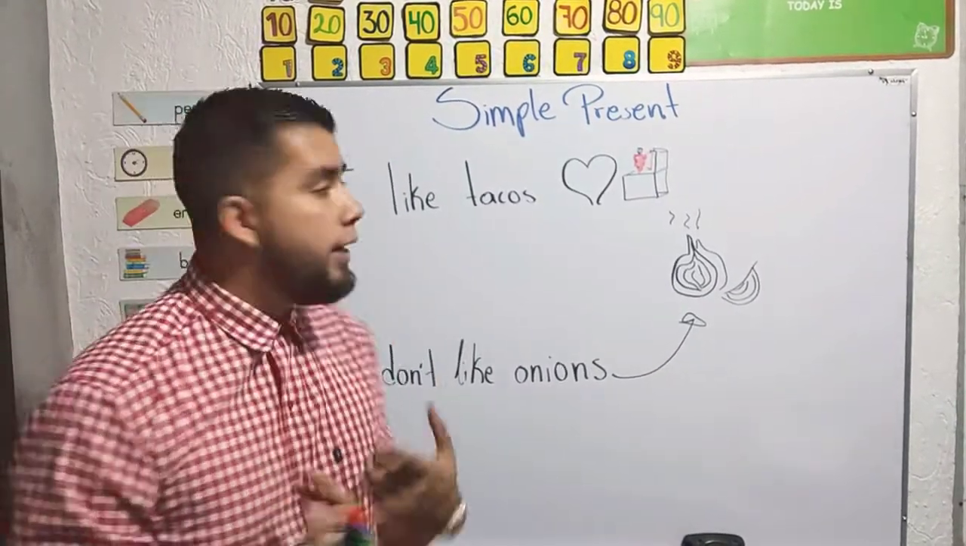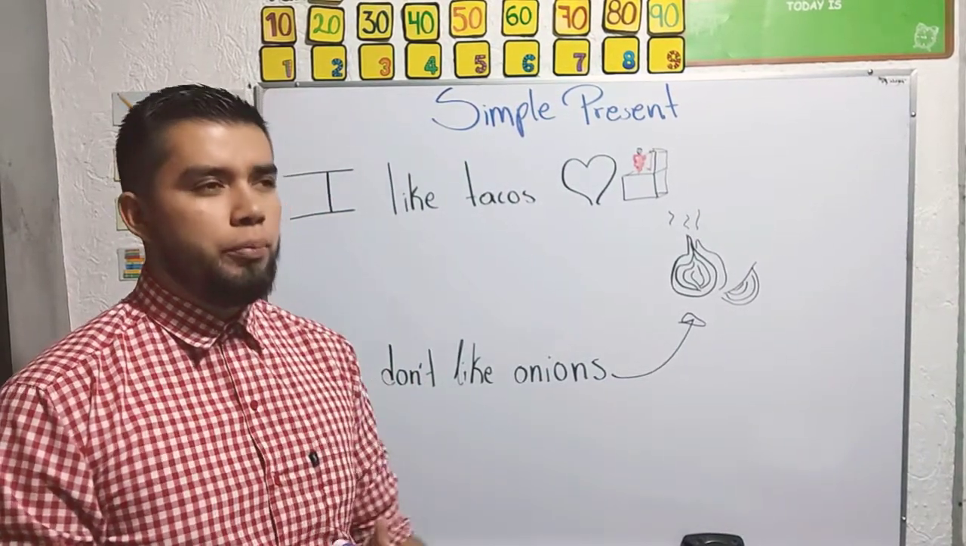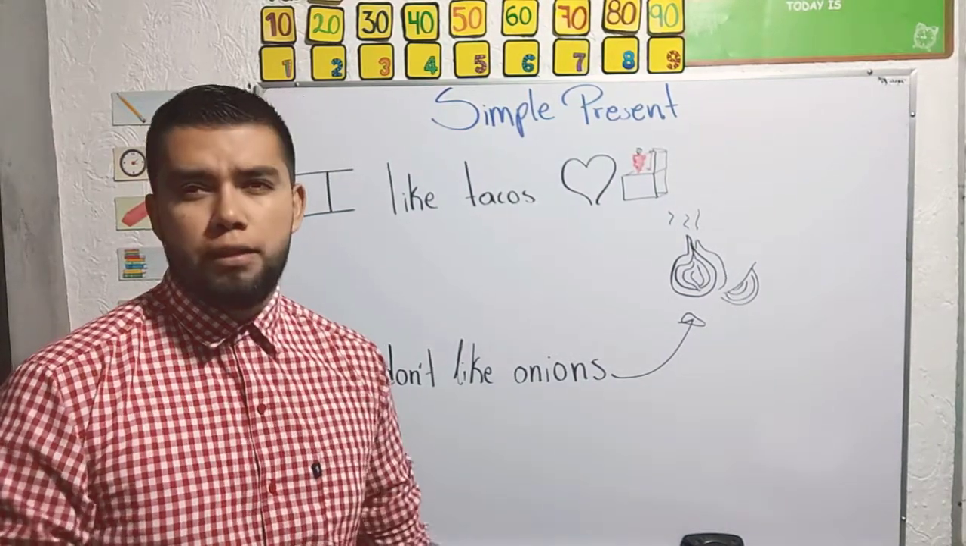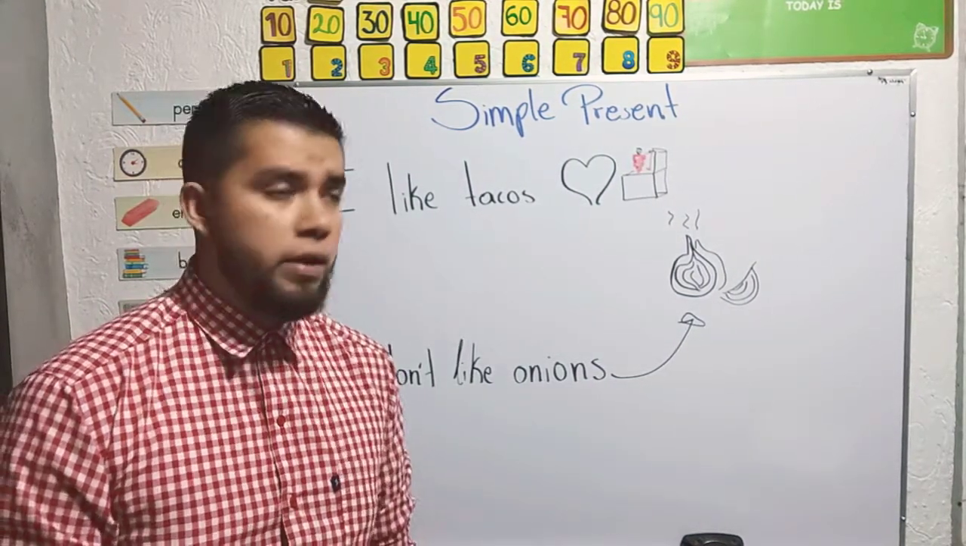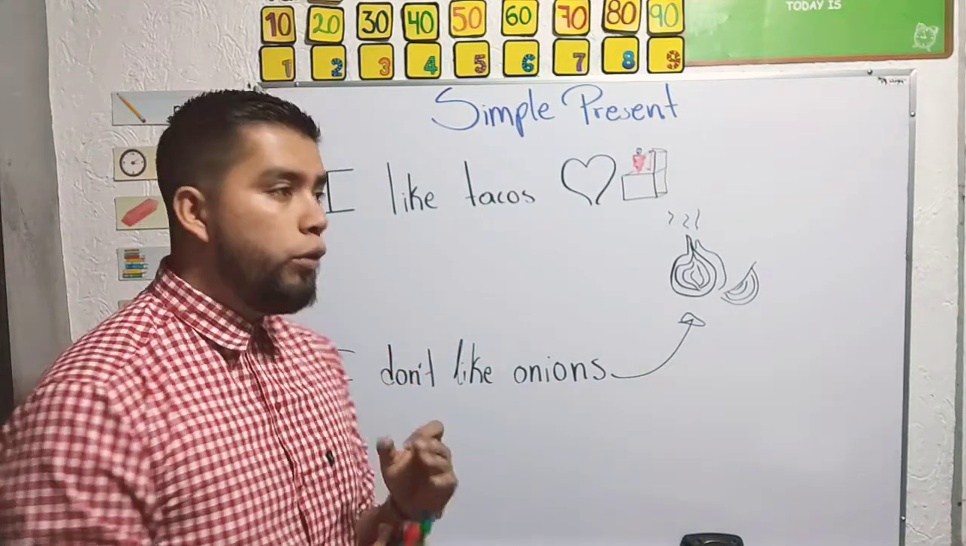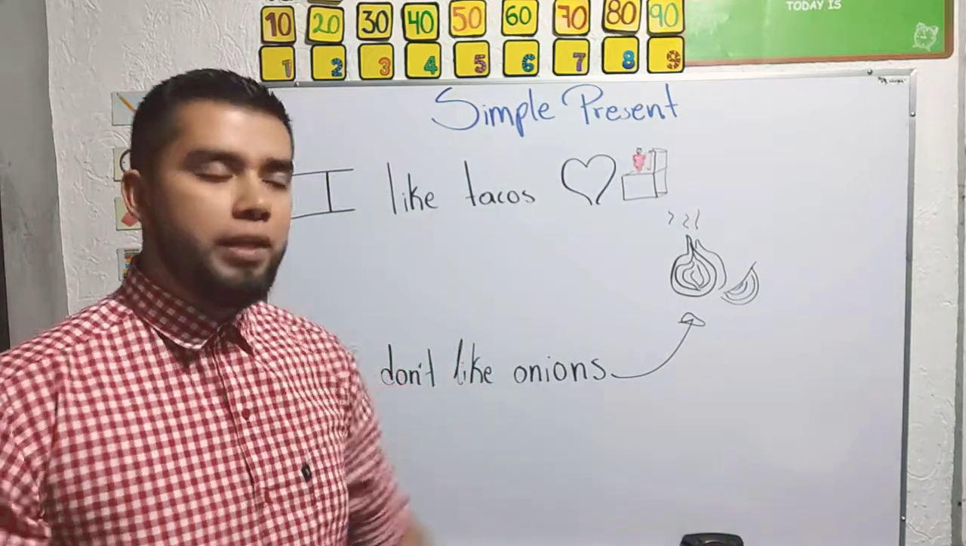Today we're going to check simple present. Maybe you remember the simple present with the verb to be: I am, you are, he is, or I am not, etc. Yes, that is simple present, but with the verb to be. Now we're going to check simple present with the rest of the verbs, all the complete verbs.